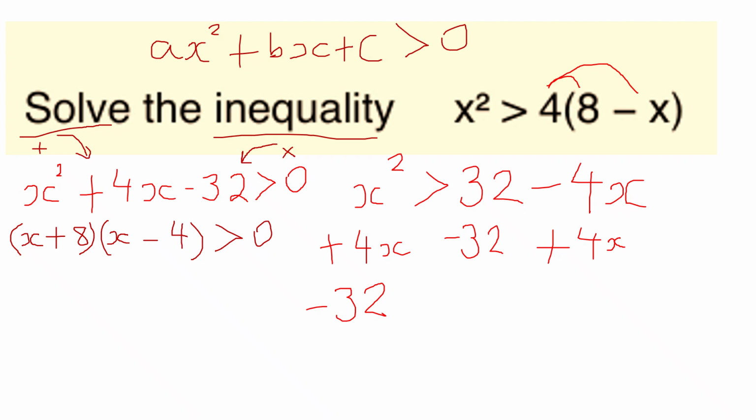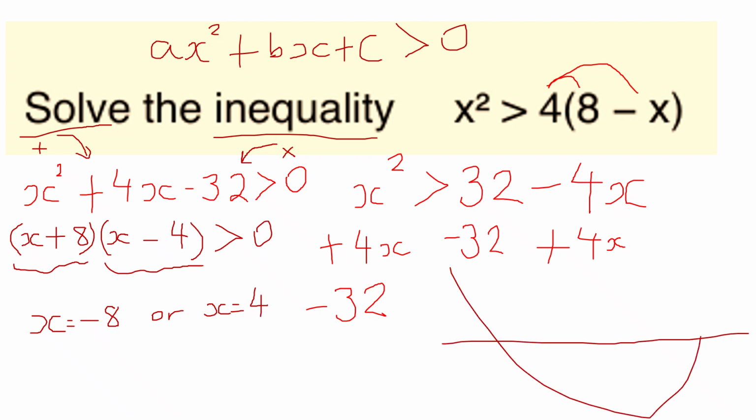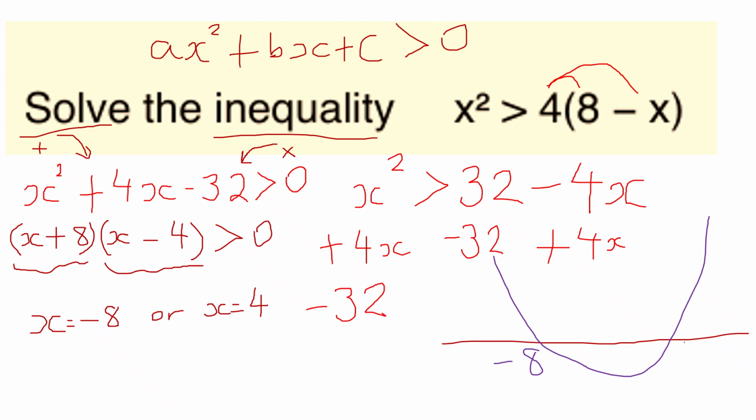Now I can work out my x-intercepts by setting each bracket equal to 0. When I set the first bracket equal to 0, we get x equals minus 8 for our first solution, or x equals positive 4 from the second bracket. I'm now going to do a quick sketch of the quadratic. That was pretty poor, I apologize. So we're going to have minus 8 and 4.